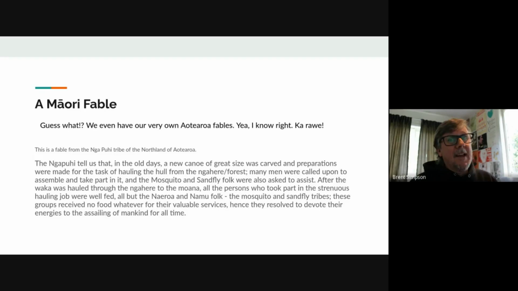So that's the story. They asked the Sandfly and the Mosquito for help to get the canoe to the water. The Sandfly and the Mosquitoes helped, but then they didn't get the kai at the end of it. And so, in order to pay people back, they bit them and they attacked men for the rest of the time. So that's kind of like a Māori fable. And the moral of that story is probably like manakitanga. If people help you out, you need to give something in return, kind of like an utu thing.